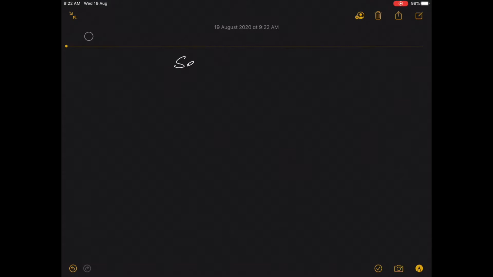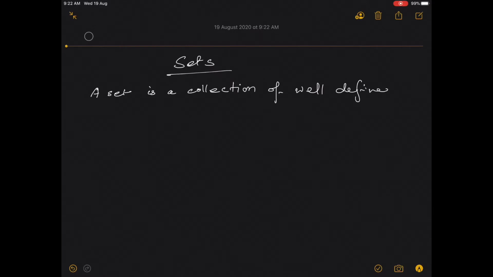Okay, sets. So what is a set? A set is a collection of well-defined objects. Okay, so a collection of well-defined objects. So what does it mean?